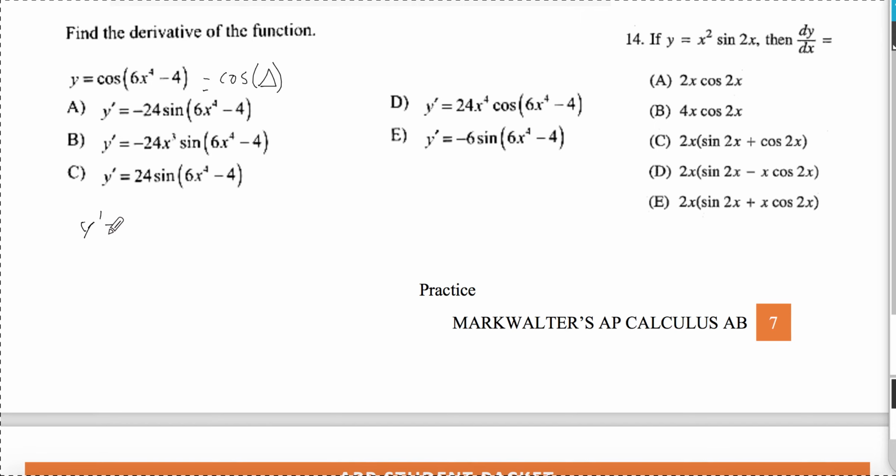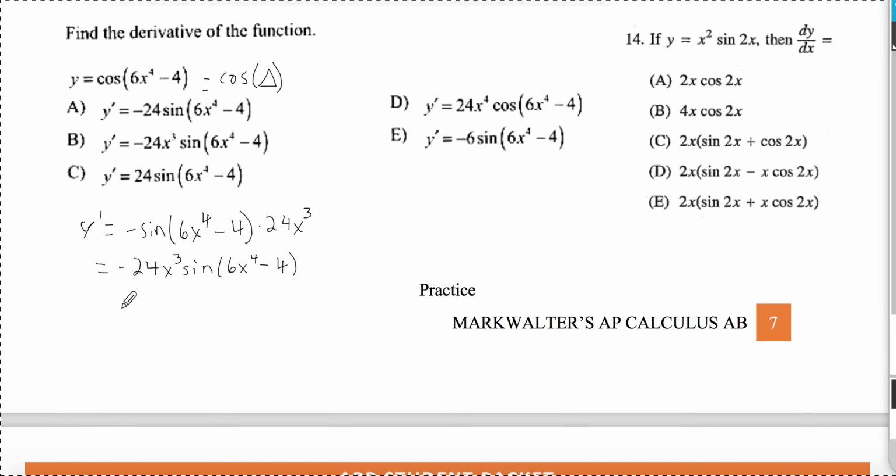So y prime is going to be, remember, chain rule, I'll start with the derivative of the outside, just like I wrote up there a minute ago. f prime of g of x times g prime of x. So what is the derivative of cosine? The derivative of cosine is negative sine. I'm going to keep that inside function where it is. Then multiply by the derivative of that inside function. The derivative of 6x to the 4th minus 4 is going to give us 24x cubed. And we can clean that up. That'll give me negative 24x cubed sine of 6x to the 4th minus 4.